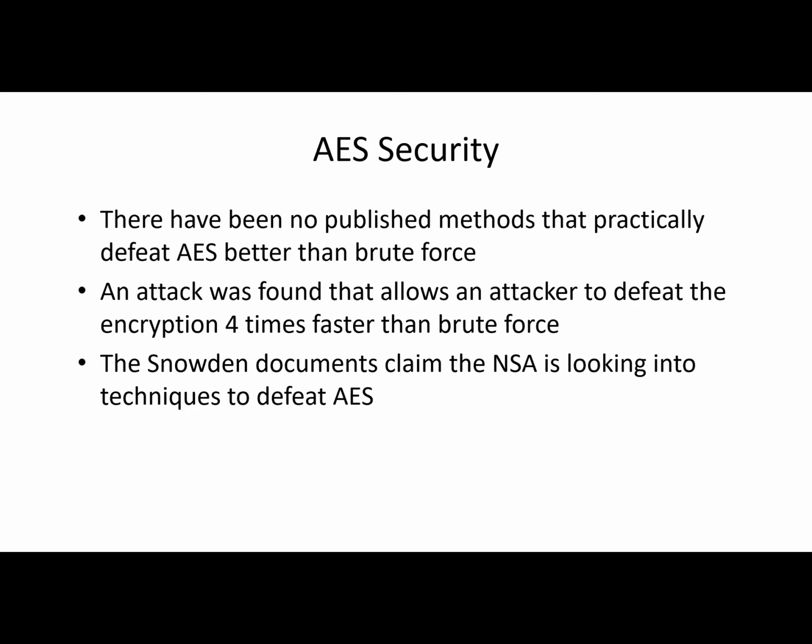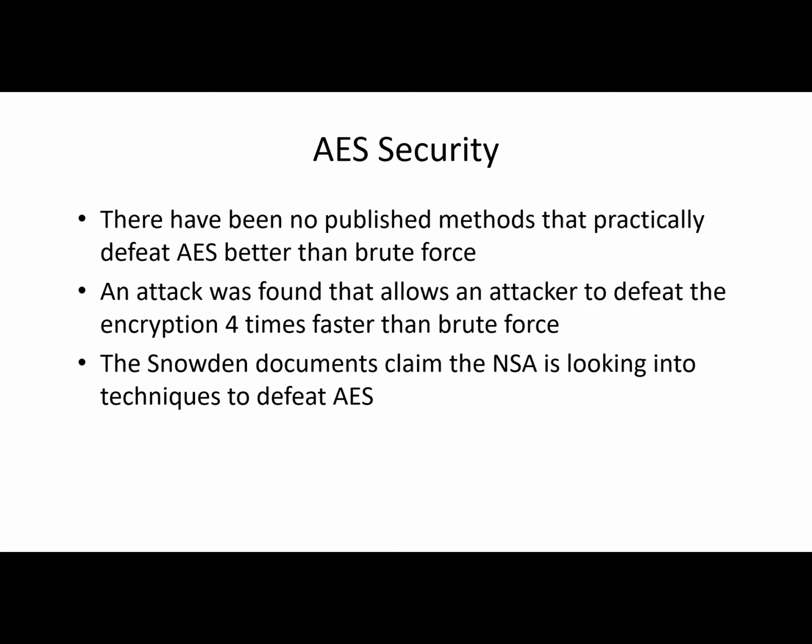They did find a minor weakness that'll allow an attacker to defeat it 4 times faster than trying all possible combinations of 256 bits. Now, Snowden, if you remember Snowden from a few years ago, was an NSA guy who put a whole bunch of stuff out on, I think it was WikiLeaks, and had all sorts of documents. Some of the documents said that NSA was looking into how to defeat AES. Well, I should hope they are.